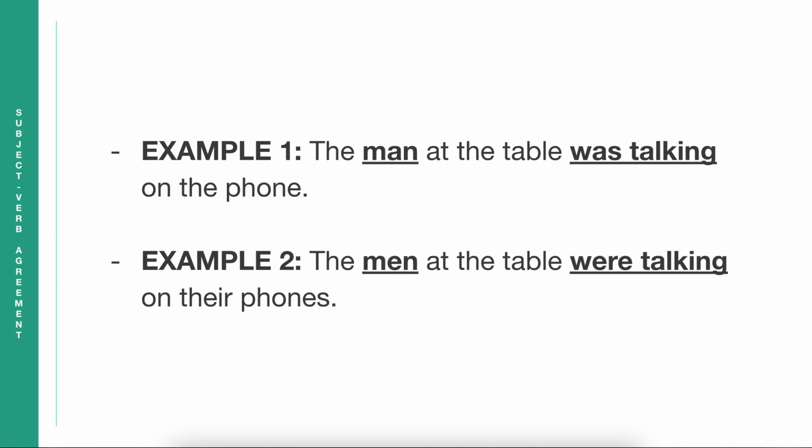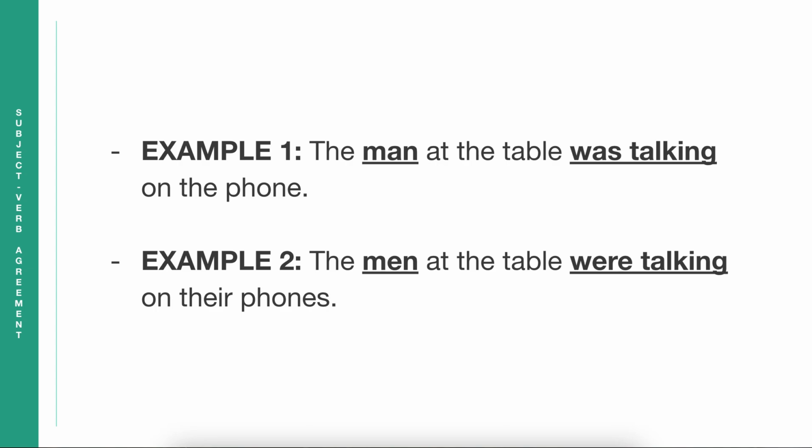There's more than one. And when our subject is singular or plural, our verb needs to change in order to match that subject. So in other words, if we look at example 1, the man is singular, and so we are going to use the verb phrase was talking. In example 2, the subject is the men, which is plural, and so we're going to use the verb phrase were talking. That's what subject-verb agreement is.